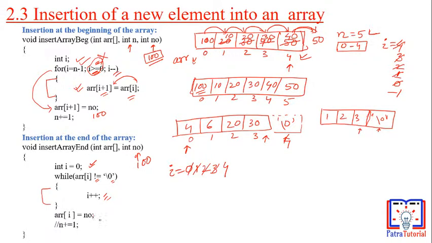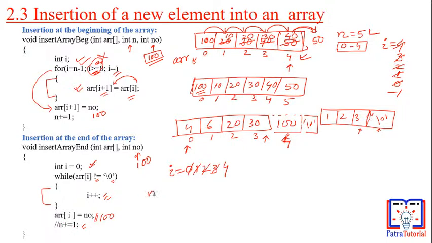Now ARR of I equal to number equal to what? 100, right? I want to insert 100. And I equal to what right now? 4. So ARR of 4 equal to 100. So in this location 100 will be stored, and the compiler will automatically add one more element, this is \0. And last is n equal to n plus 1. This is incrementing the size of the array. So n equal to n plus 1.